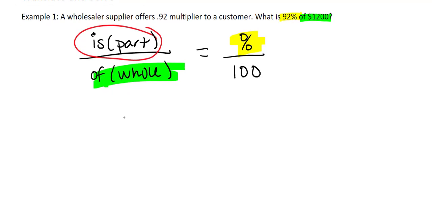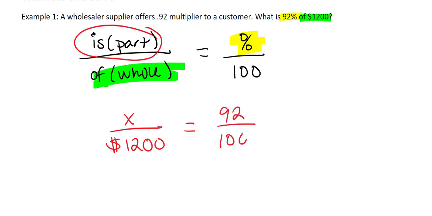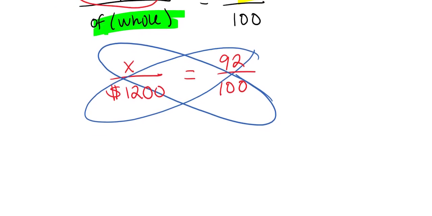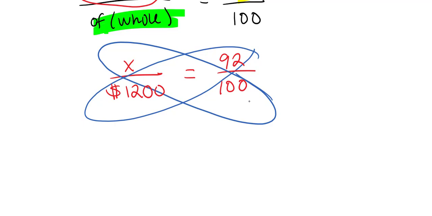So we have x as our variable, over of, which is this 1,200. And then we have this percent, which is 92, over 100. Now we're going to do this cross multiplying, or the butterfly, however you want to think about it. So we go x times 100, which we could just put as 100x. Then we have 92 times this 1,200.